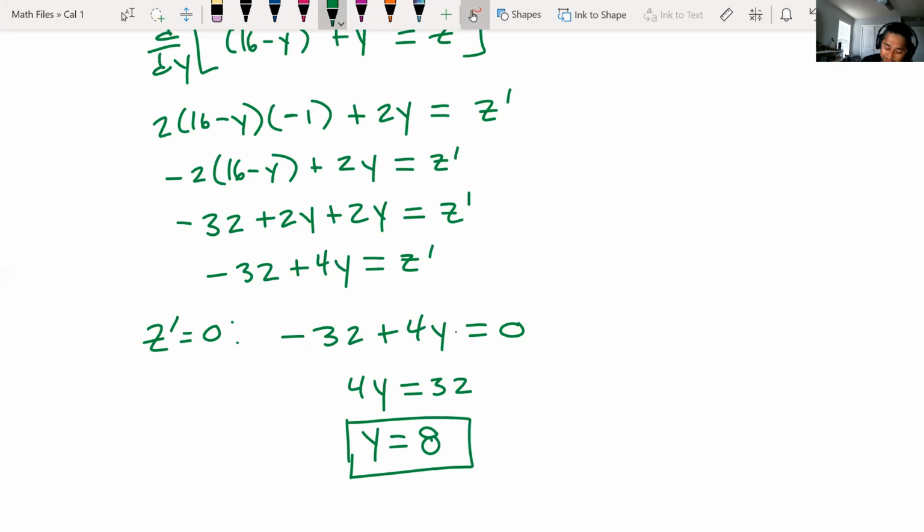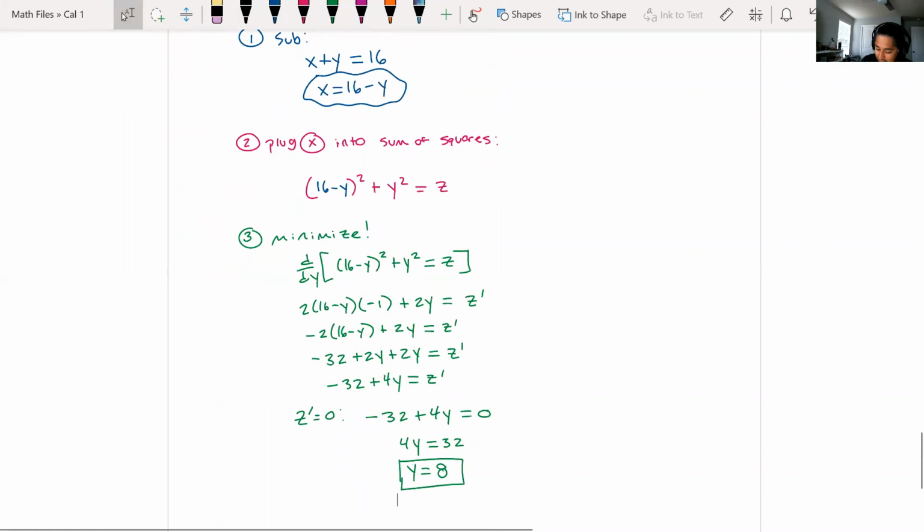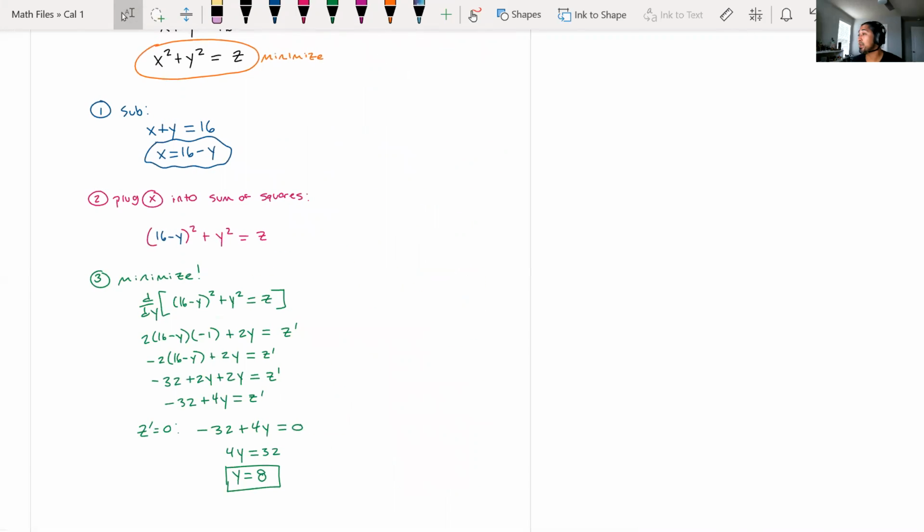Who would have known? So this means that if y equals 8, then x is also what? 8. 8. Good. So x equals 16 minus 8. So x is 8. And what would the sum of their squares be?